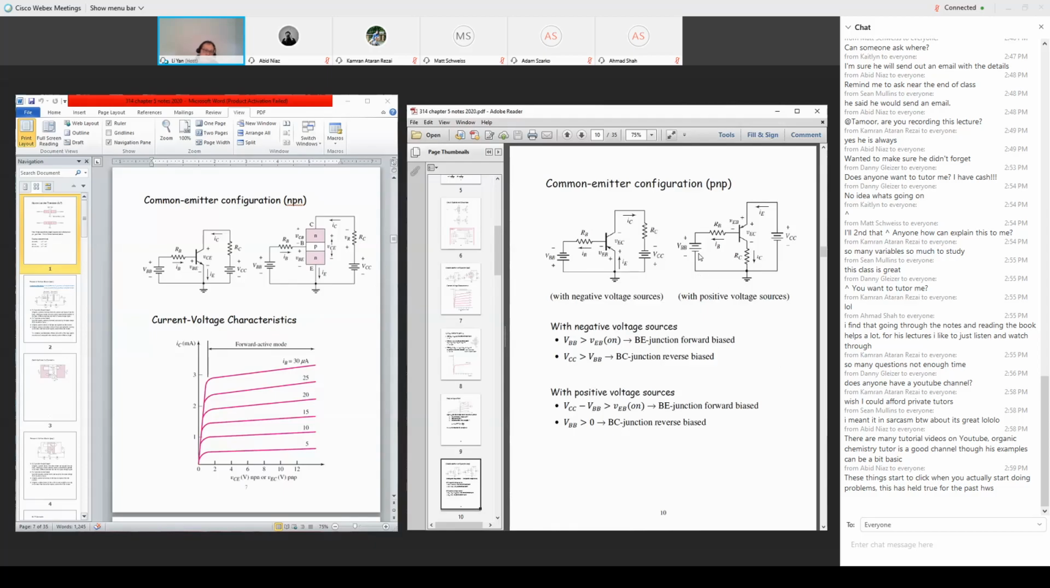So we satisfy one of the conditions. The second condition is this: the base collector junction must be reverse biased. Well, if VBE is a positive voltage, then this junction is reverse biased. We satisfy the second condition. So with either situation, we can make the PNP transistor operate in forward active mode. Any question?